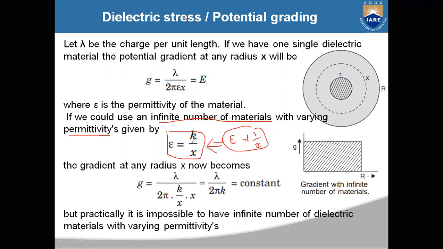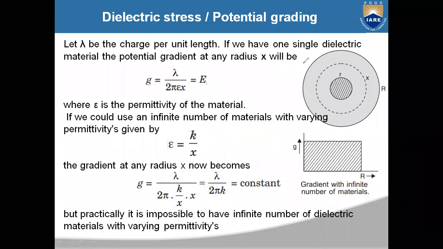In such a case, epsilon will be k by x. If you substitute this here, the G value will be lambda by 2 pi k by x, into x. So this x and k get cancelled, and you get lambda by 2 pi k. Now all the terms are constant, so the electric field gradient or dielectric stress will be constant. So if you use an infinite number of dielectric materials with varying permittivity, then the potential gradient or dielectric stress will be constant.